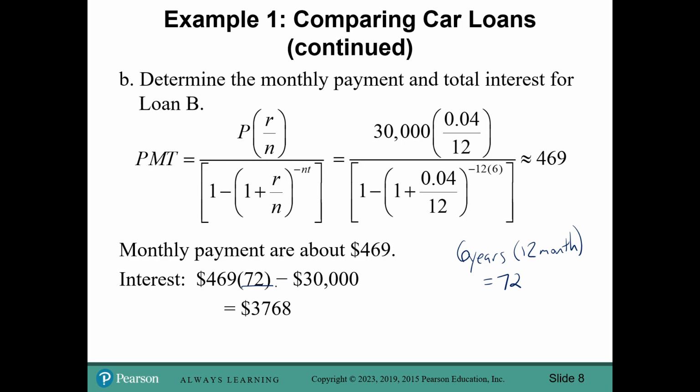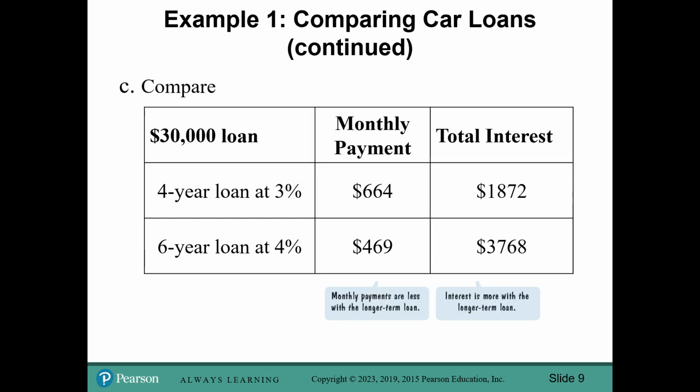That's the number of payments that I'm going to have to make for loan B in order to pay this vehicle off. Now what we see is, once we find that and subtract it from $30,000, that we wound up paying $3,768 in interest for this loan. So while the monthly payment was cheaper, we paid more in interest at the end of the loan than we did for loan A. Now let's set it up and look at it in our chart here.